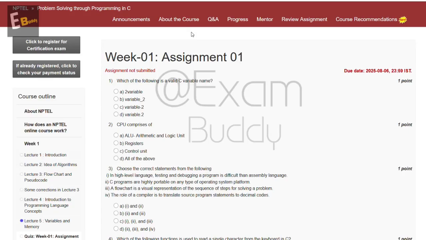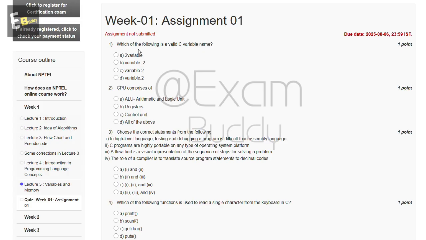Now let's do our assignment problem solving through programming in C. Week one, assignment one. The first question is, which of the following is a valid C variable name? 2variable, variable_2, variable-2, variable.2. The answer of the first question is B, variable_2.